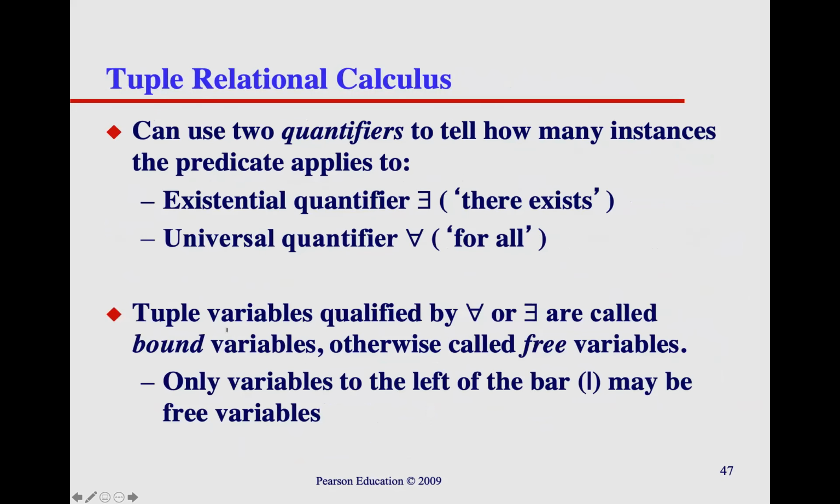Here we go. This is the important thing. Tuple variables qualified for all or exist are called bound variables. Otherwise, they're called free variables. Only variables to the left of the bar may be free variables.